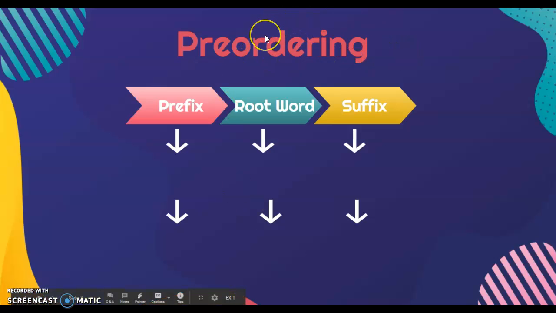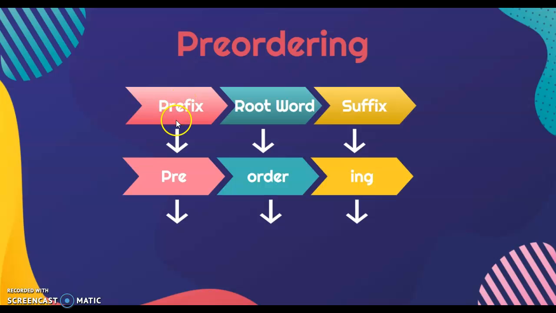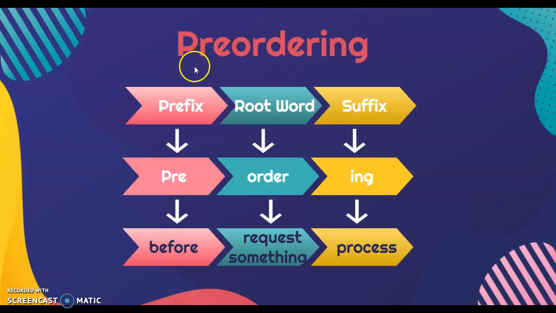Preordering is the first word we're going to go over as an example. Together we're going to break this down. So the prefix, root word, suffix. The prefix in preordering is pre, the root word is order, and the suffix is ing. So using what we know, we just discussed what pre and ing meant, and we can use context clues to figure out order. So preordering: before is pre, order is when you request something, and ing is process. So it's a process of requesting something before.